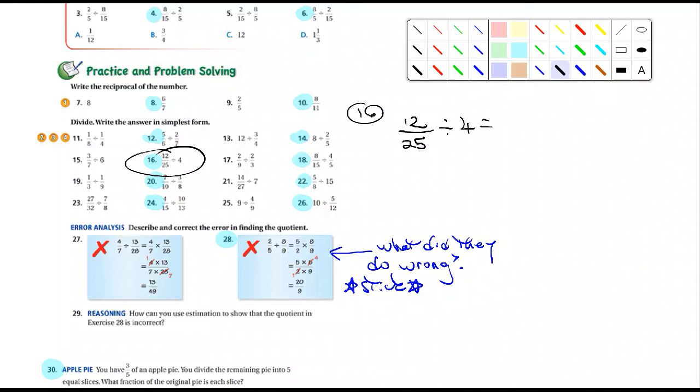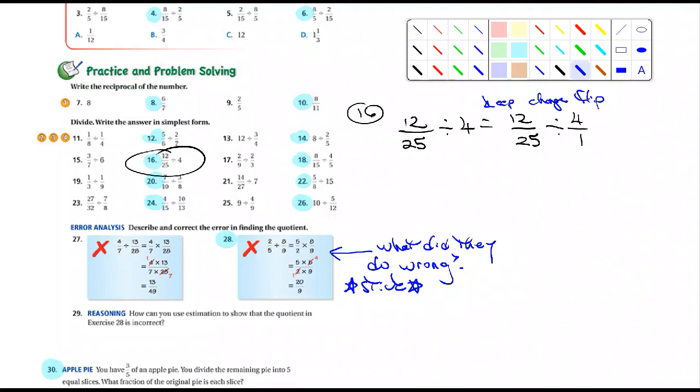Can you multiply or divide a fraction by a whole number? No, you need to change that whole number into a fraction. So what does it become? 12 over 25 divided by what? Divided by 4. 4 over 1. That's right. Remember, just put a 1 underneath a whole number to make a fraction. So now we're going to do, remember what it's called? Keep, change, flip.